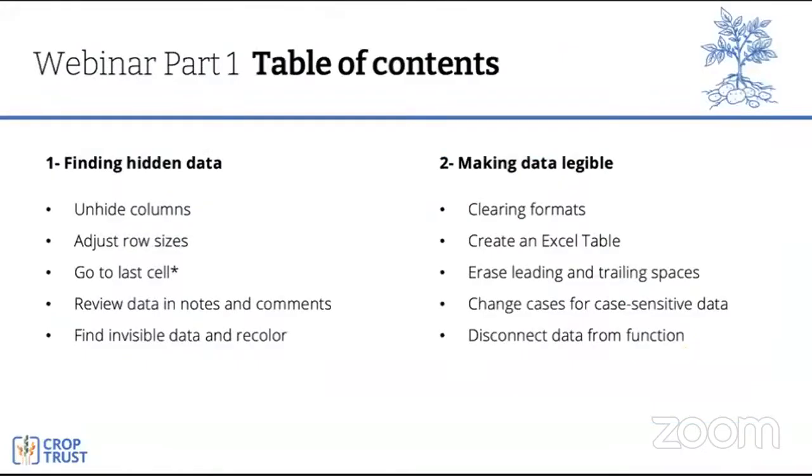More specifically, the table of contents: when it comes to data cleaning, we will show you how you can unhide columns, basically finding all the hidden data in your Excel file, by adjusting row sizes, by finding if there is data in cells that are far away that you can't see, by reviewing data that might be hidden in notes or comments, and by finding invisible data that might have been recolored. Then, also part of data cleaning, we will show you some tools that you can use to make your data more legible.